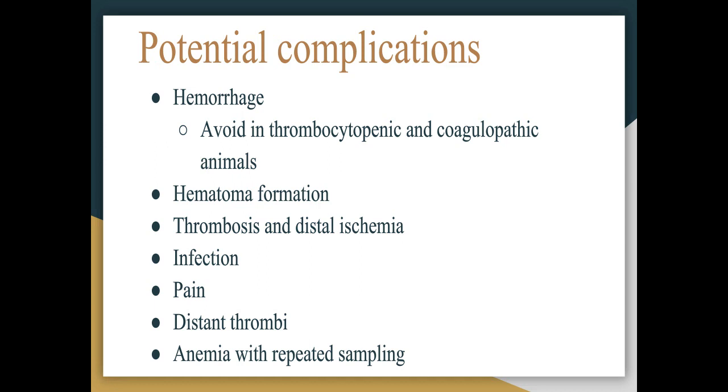Anemia with repeated sampling is also common, and studies in humans have shown that repeated sampling can account for 12 to 21% of a patient's blood loss while in hospital, with arterial blood gases themselves totaling 24 to 57 milliliters per day removed from a patient. And in many of our sickest patients who we may be performing arterial blood gases in, this is especially important to remember as they may already be anemic coming in.